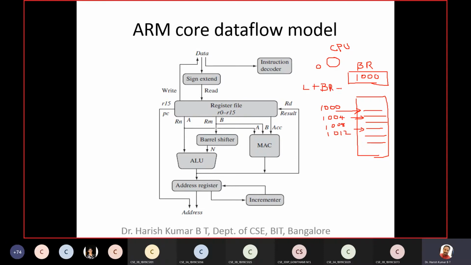Logical address plus BR gives you the physical address, the actual address where the instruction is present inside the memory. But what the CPU generates is the logical address. So logical address 0 plus 1000 is 1000. This is the physical address, and this is the instruction that is accessed. When the CPU wants to access the next instruction, say at 1004, it generates the logical address 4. So 4 plus 1000 is 1004. This is the physical address.